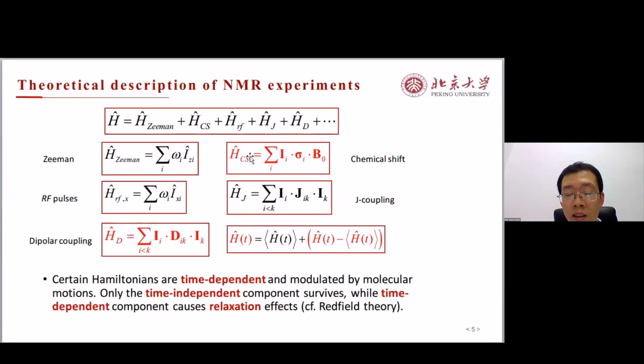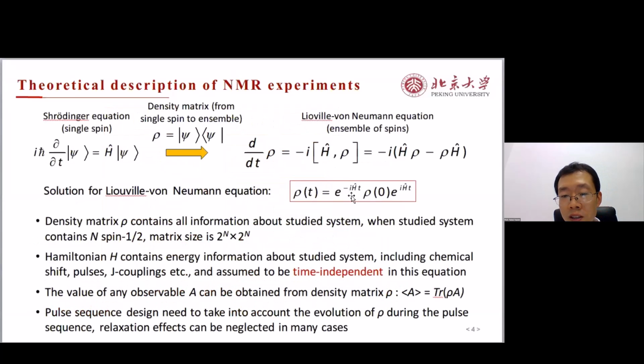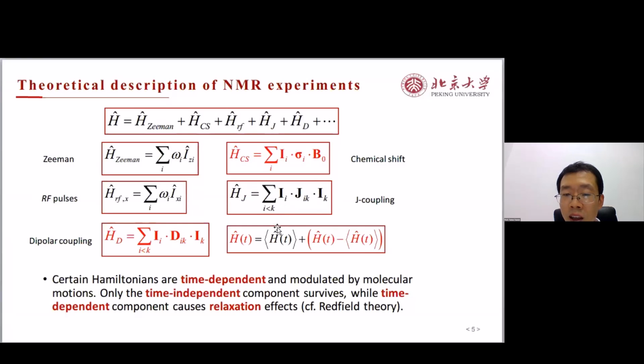But I just mentioned in the previous equation, the Hamiltonian is time independent. But actually, in the system, not all Hamiltonians are time independent. At least there are certain terms like chemical shift and dipolar coupling. Those are actually time dependent, and the magnitude is modulated by molecular motions. But if the Hamiltonian is time dependent, the calculation would be more complicated.